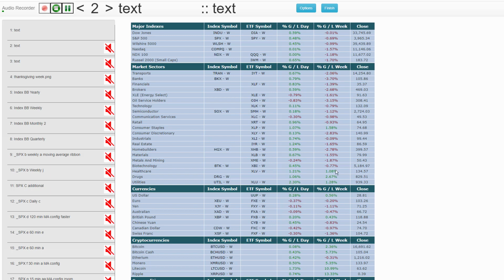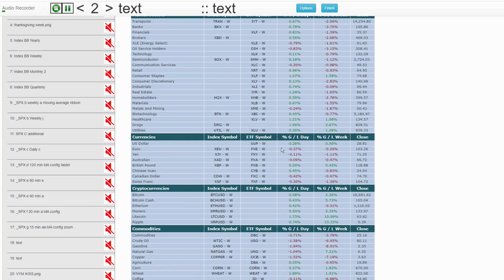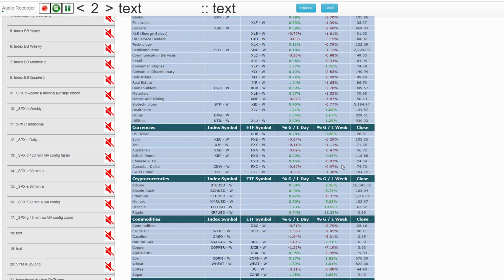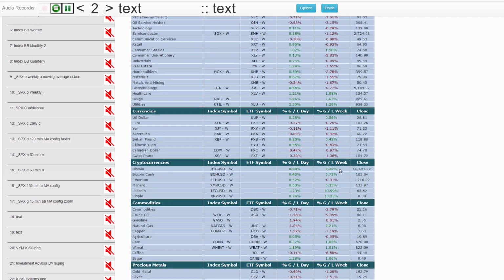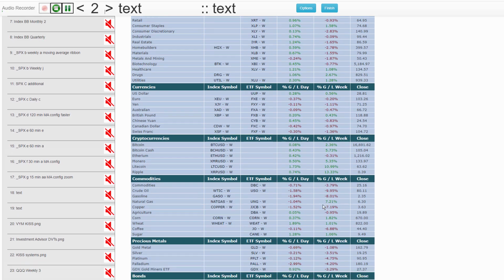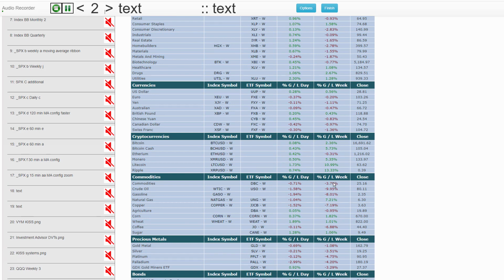As far as the major market sectors, most of the 21 sectors here were down. The exceptions were consumer staples, healthcare, drugs, and utilities. Currencies, US dollar up about 0.5%. And the cryptocurrencies were generally up for the week. We'll keep an eye on that. And commodities, mostly to the downside.